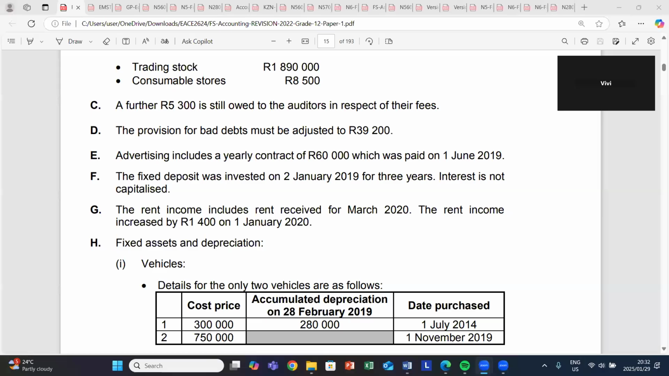Okay, let's read that one. For the fixed deposit, can you please read the transaction for us? The fixed deposit was invested on the 2nd July 2019 for 3 years. Interest is not capitalized.